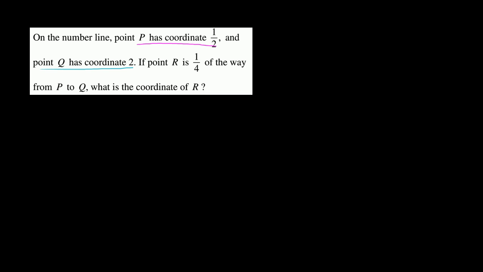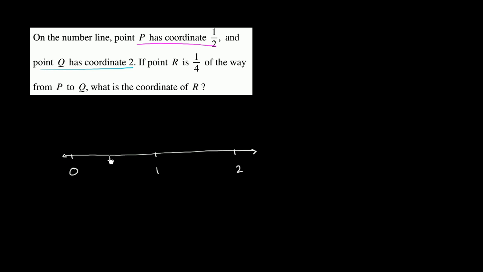So let's draw ourselves a number line here. I'll use blue for point Q. So that's our number line. Let's say that this is 0. Everything that's going on is between 0 and 2. So I'll make that 0, that 1, and then that is 2 right over here.